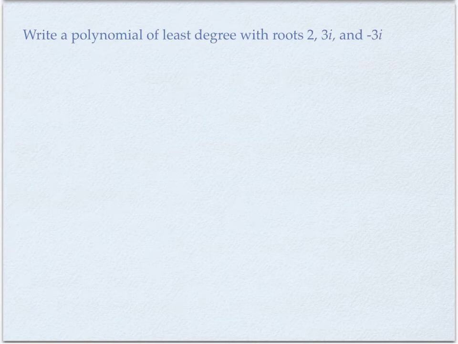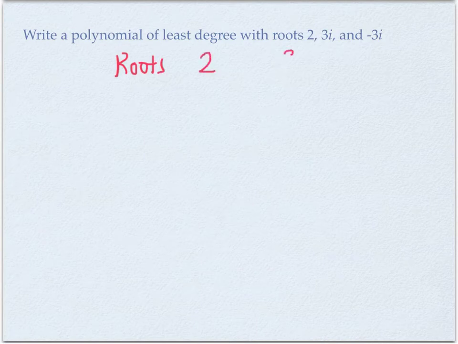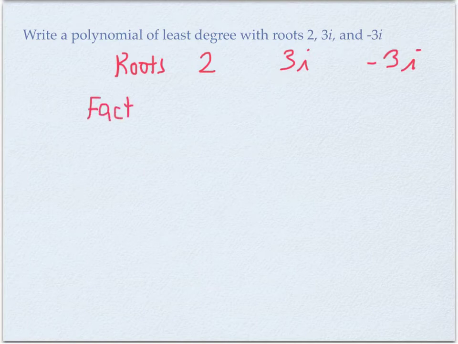Now let's actually do some examples here. Here we're trying to write a polynomial of least degree that has those particular roots, 2, 3i, and negative 3i. Well, if it has those roots, and I'll just jot those down again, so roots of 2, 3i, and negative 3i. What we're going to proceed on with from there is something called factors.